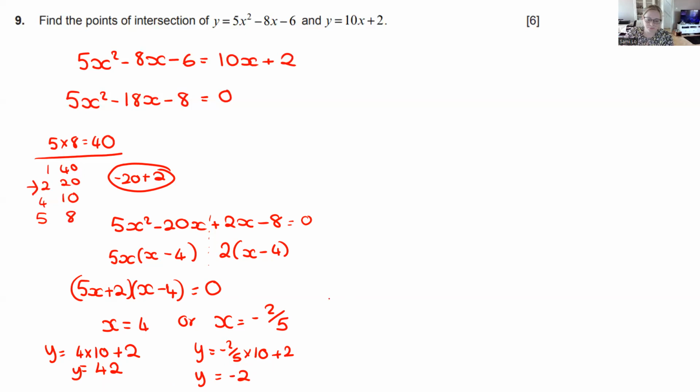So the coordinates are, I've written x instead of 4. There we go. 4, 42, and minus 2/5 and minus 2. There you go. Right, let's check the mark scheme. 6 marks for this, so let's hope we got all 6.